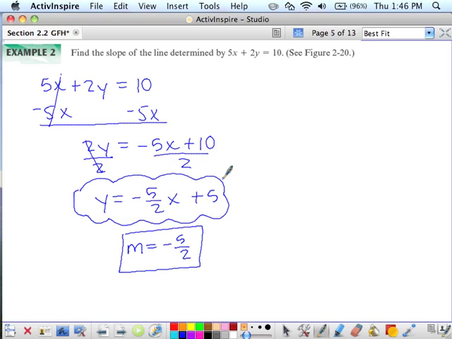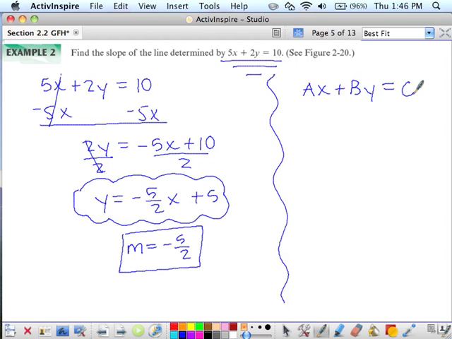Another way, and it is a shortcut, so be very careful about using it because it only works when the x and y are on the same side. When x and y are on the same side as they are in the original problem, that is called ax plus by equals c form. So in this case, the 5 is the a, +2 is the b, and 10 is the c. If an equation is in that format, you can always find the slope by taking the opposite of the a value and dividing by the b value, which in this case is -5 over +2.